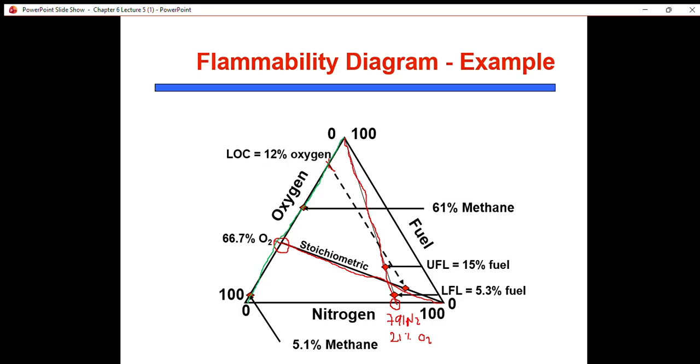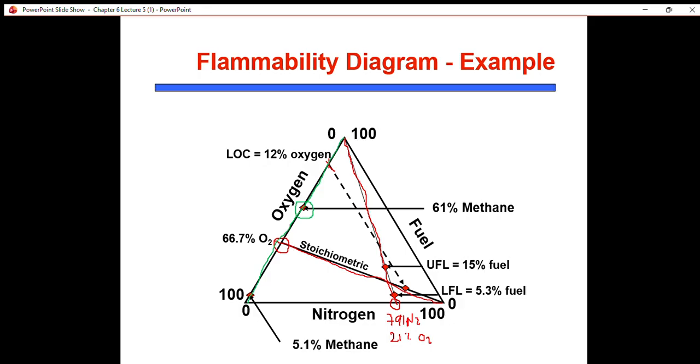I know that the upper flammability limit for methane in oxygen is 61%, which means I have only methane and oxygen and no nitrogen. So it has to be located on this green line, which is the oxygen line. It has to be here, where it reaches 61% of methane and 39% of oxygen.